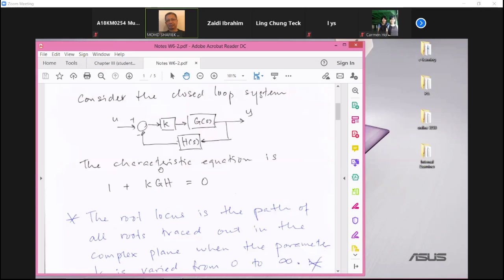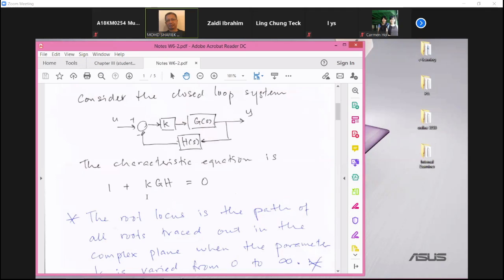This is called a characteristic equation for a reason: 1 plus KGH. And KGH on its own is known as the open loop transfer function. 1 plus KGH is the denominator of the overall transfer function. You need to distinguish between the overall transfer function and the open loop transfer function. So KGH on its own is known as the open loop transfer function.